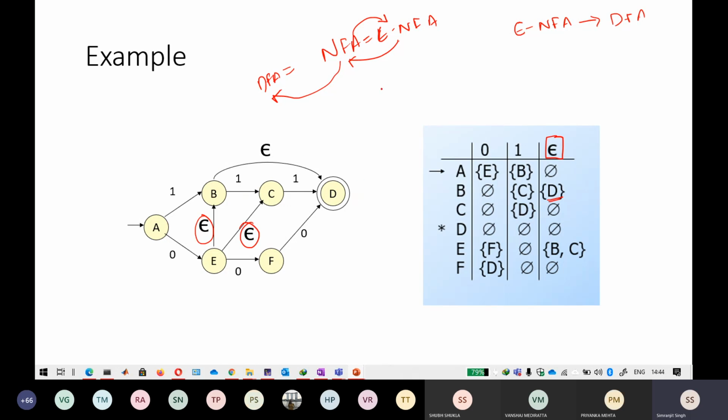One important step of this is something called epsilon closure. If you have studied, I think in DBMS also you have studied this closure property.